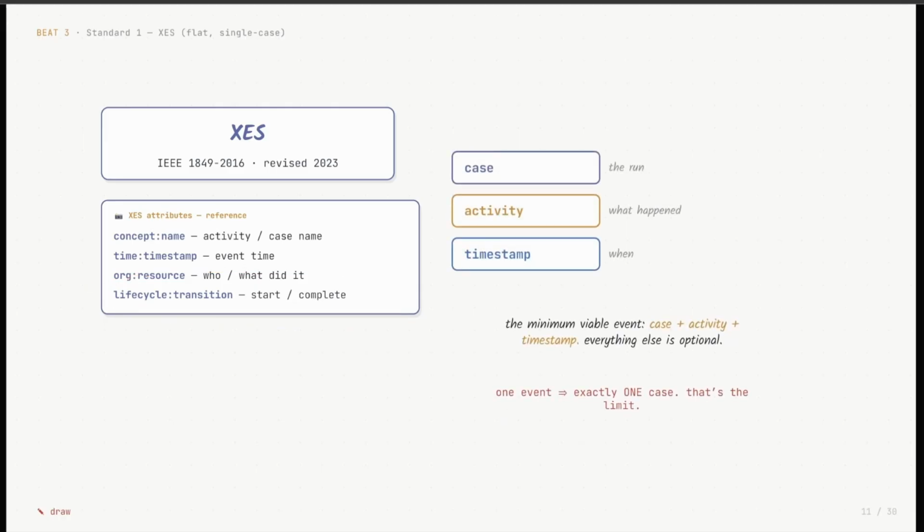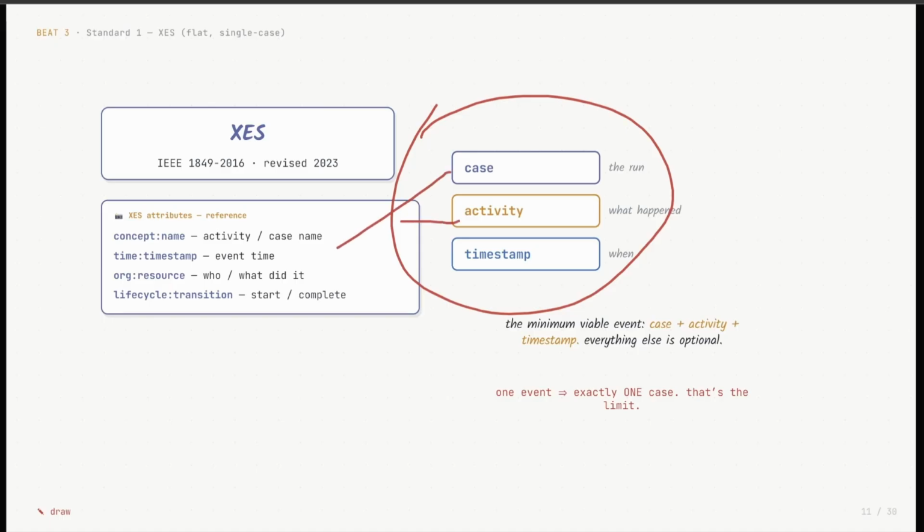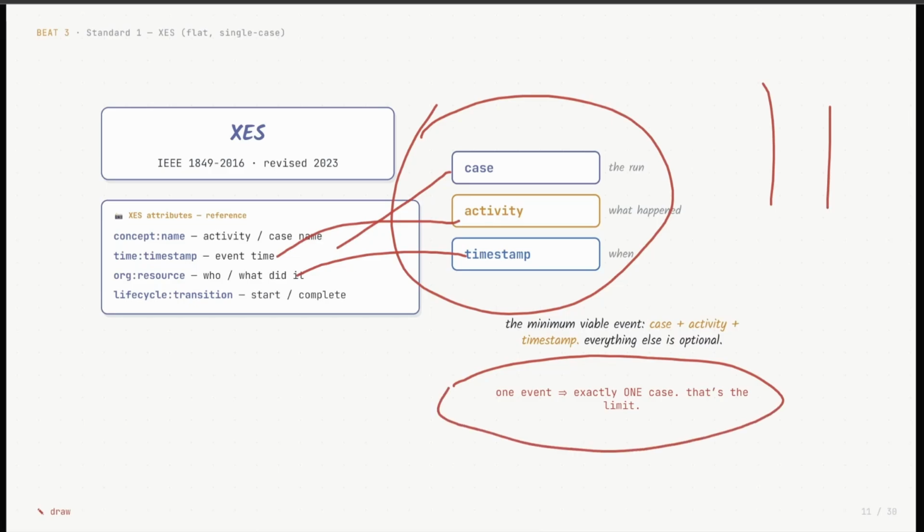One thing to remember is that in the case of process mining, only these columns are necessary. So it's the case, the activity, and the timestamp. The rest are optional. All the other columns, when you're flattening, you may have them, you may not. It really depends on your event or on your object. And one thing to remember is that each event exactly maps to one case. That's the limit here.